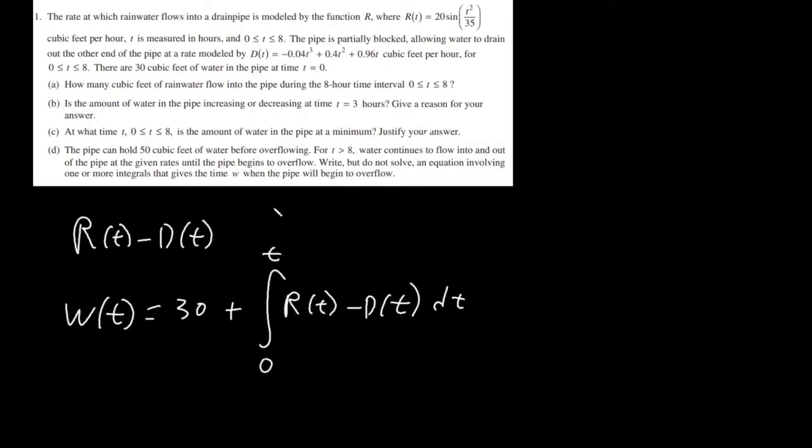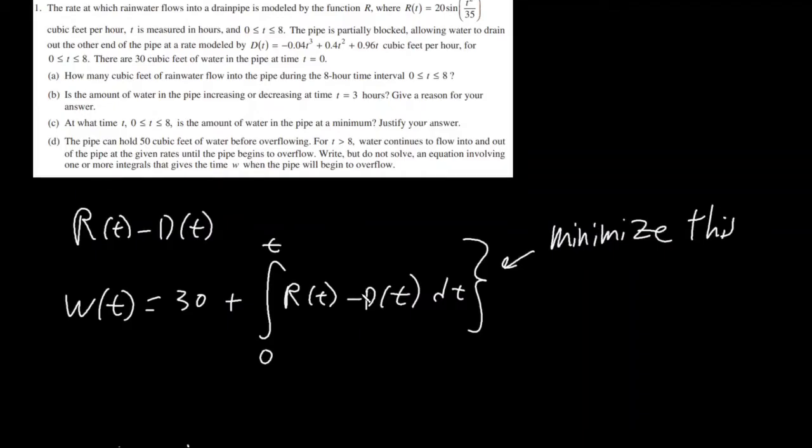Okay, so basically what we want to do now is take the minimum of w of t. So we want to minimize this. That's the ugliest thing I've ever drawn. That's better. Okay, so how do we minimize this?